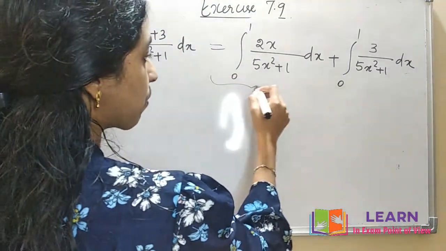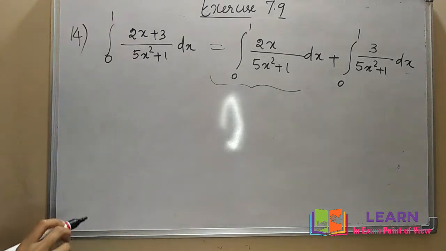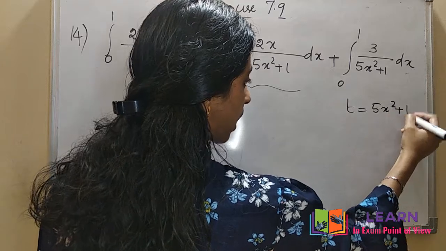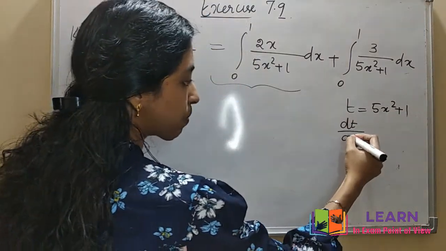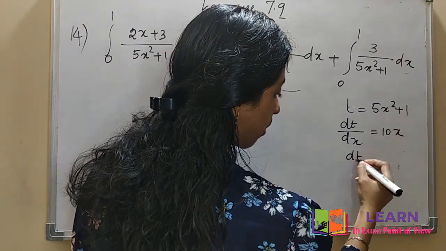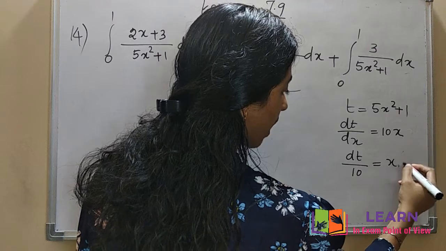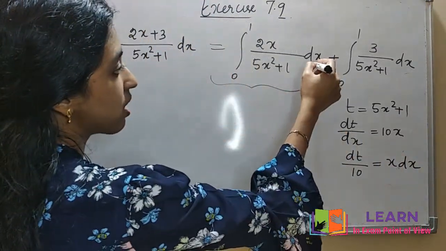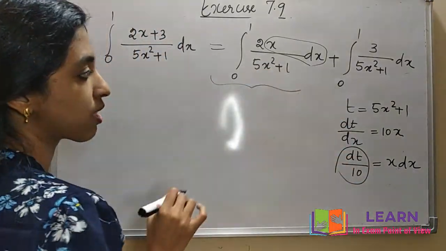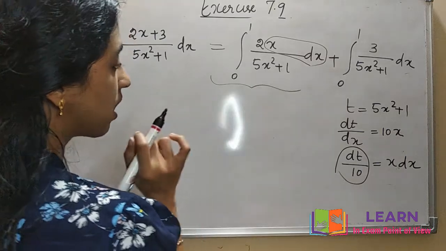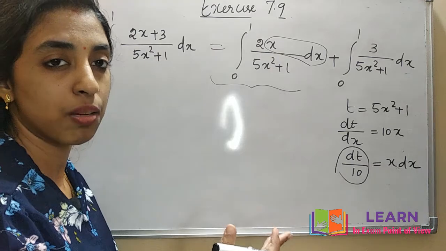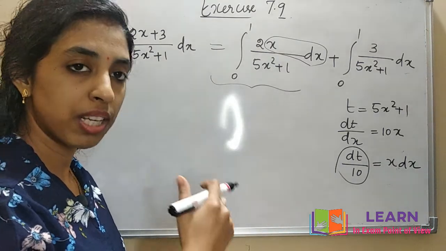So first we will simplify the first part. Again, what substitution method is coming? That is t is what? 5x square plus 1 we can put. Differentiate with respect to x, you will get 10x, right? That is dt by 10 is equal to x dx. So in the place of x dx you can substitute dt by 10, and in the place of 5x square plus 1 substitute t. So here we do not apply the limit because it is in t terms. Finally, converting to x term, apply the limits.